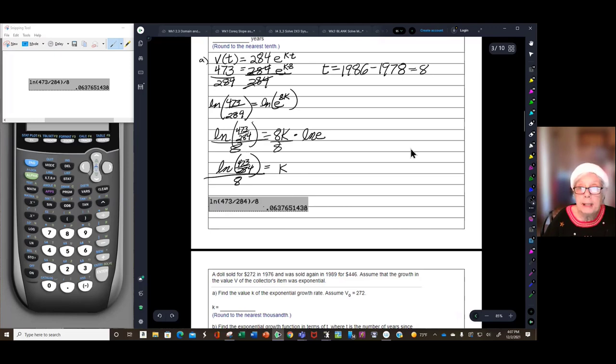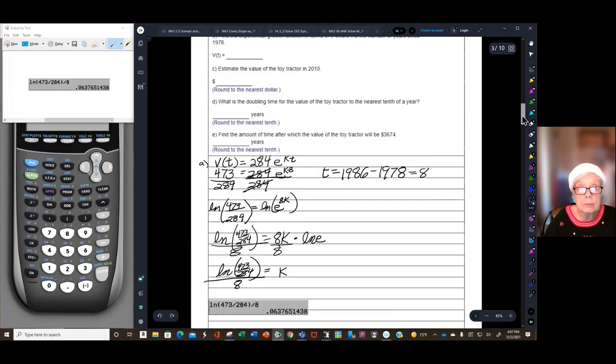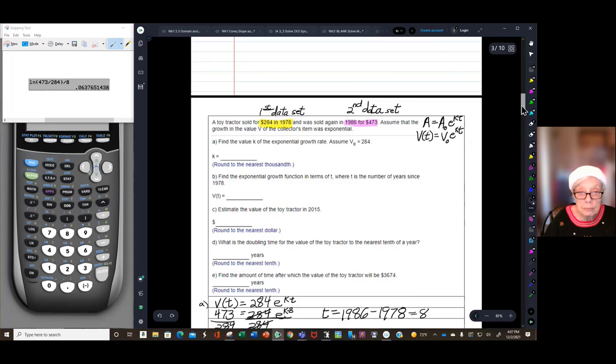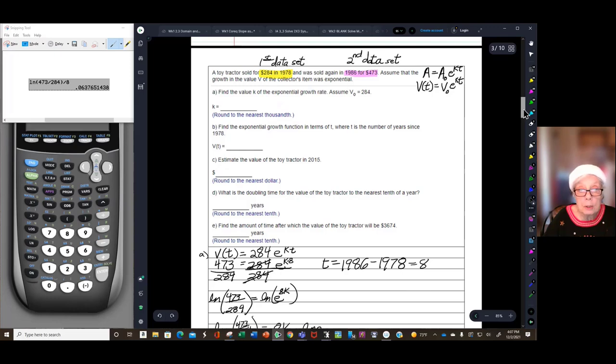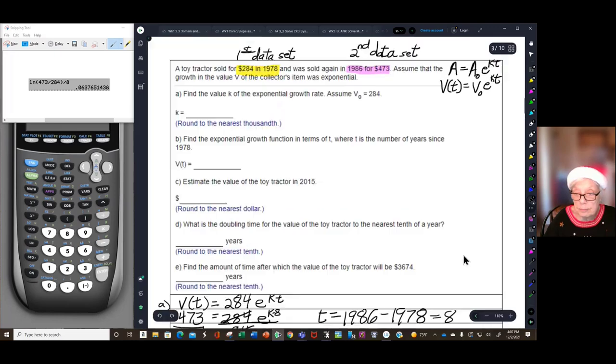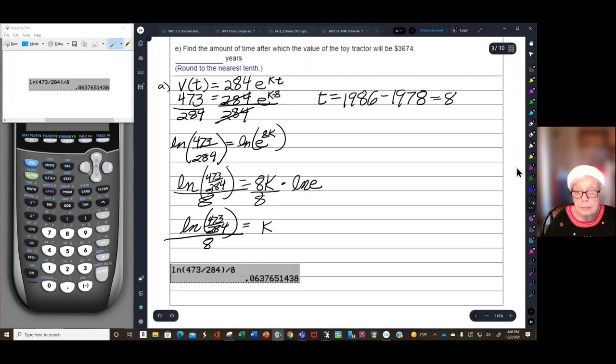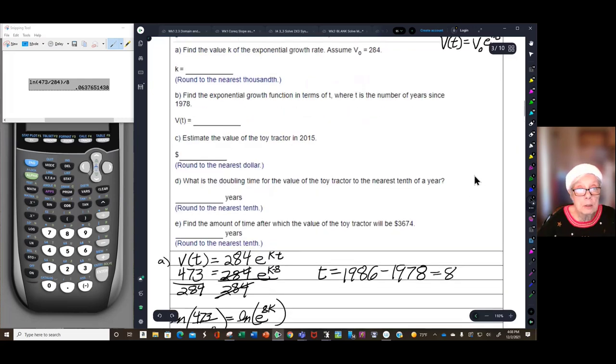So, how many places are we supposed to round to? Round to the nearest thousandth, which means 3 decimal places. One, two, three. The 4th decimal place is a 7, which does cause the 3 to round up to a 4. 0.064.